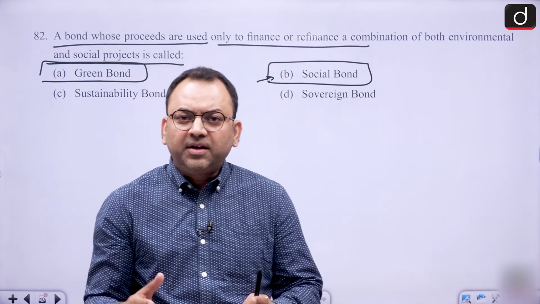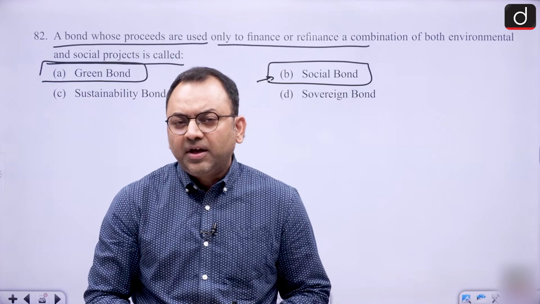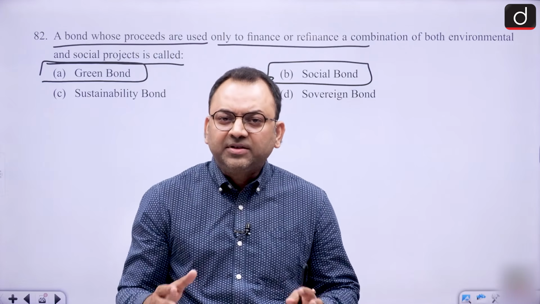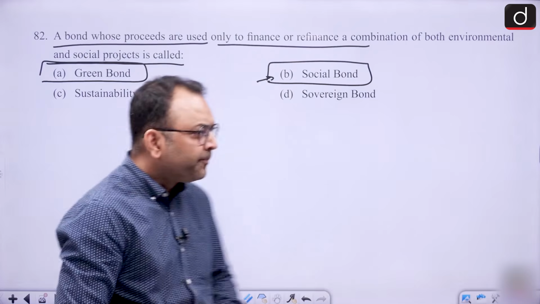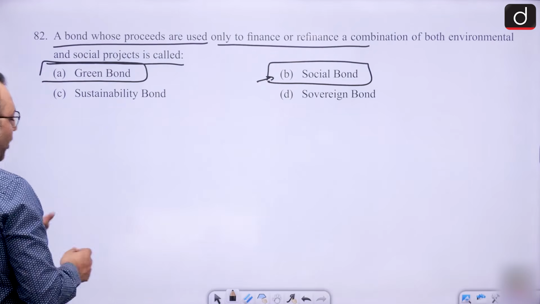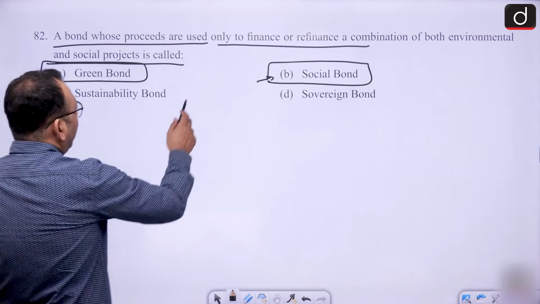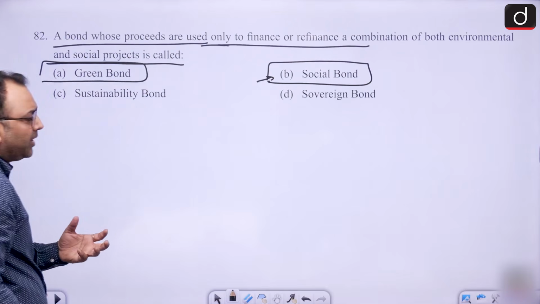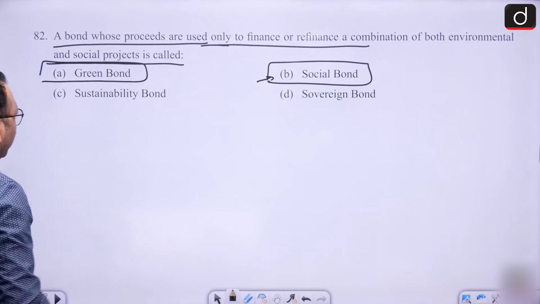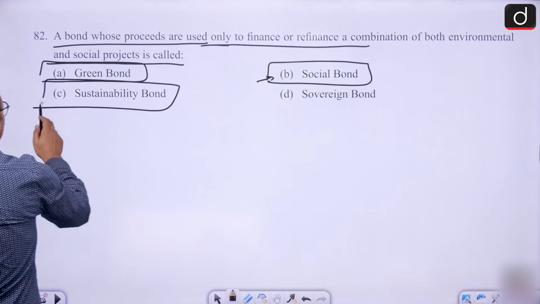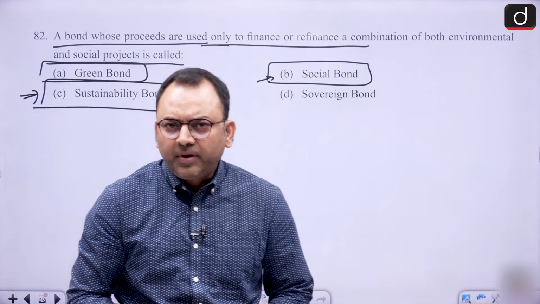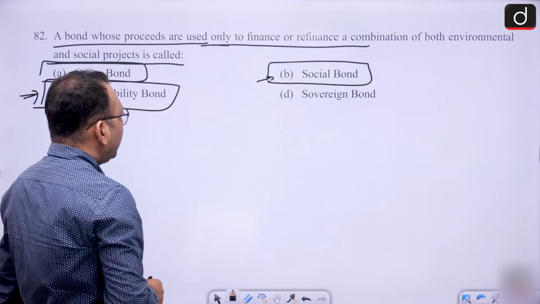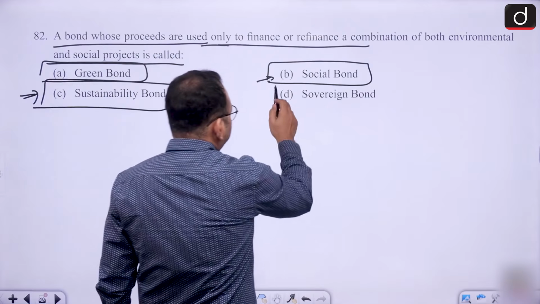There is sustainability in that bond, because the two things will be caring of the economy for long. That's why we can say a bond whose proceeds are used to finance both social and green projects is called a sustainability bond, because it leads to sustainability in the economy and the country, right? So this is true. This is, friends, not correct.